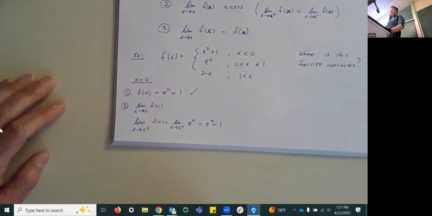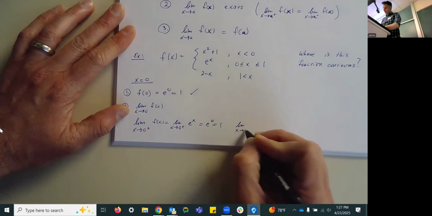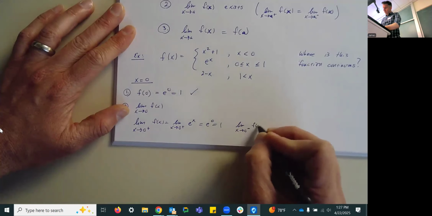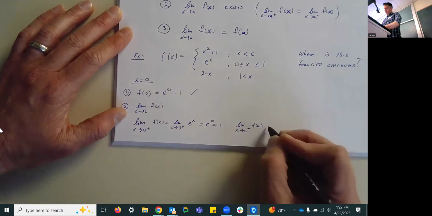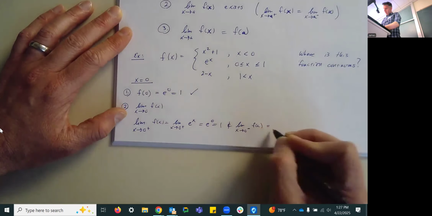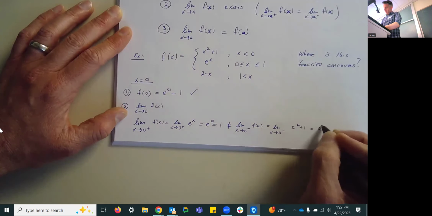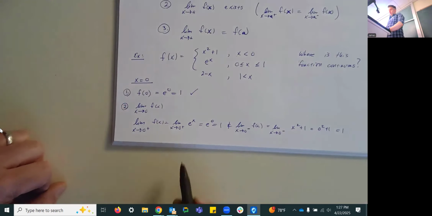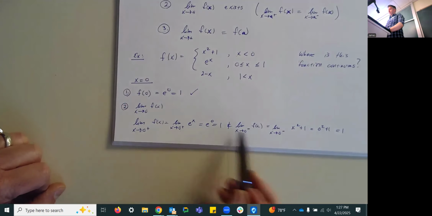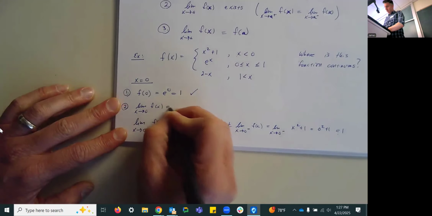But then we also have to check the other side. The limit as x approaches 0 from the left-hand side of f of x. And then we're going to use the piece where x is less than 0. So that's going to be the limit as x approaches 0 from the left of x squared plus 1, which is 0 squared plus 1, which is 1. So since the right-hand side limit is 1 and the left-hand side limit is 1, the overall limit as x approaches 0 of f of x is also equal to 1.